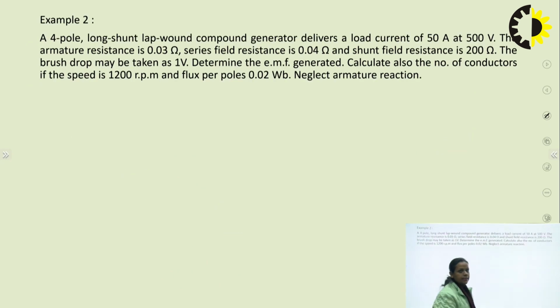Now the next example is a 4-pole long shunt lap wound compound generator. It delivers a load current of 50 ampere at 500 volt. The armature resistance is 0.03 ohm, the series field winding resistance is 0.04 ohm, and the shunt field resistance is 200 ohm. The brush drop may be taken as 1 volt. Now determine the EMF generated. Then also calculate the number of conductors if the speed is 1200 rpm and the flux per pole is 0.02 Weber. Here you have to neglect armature reaction.